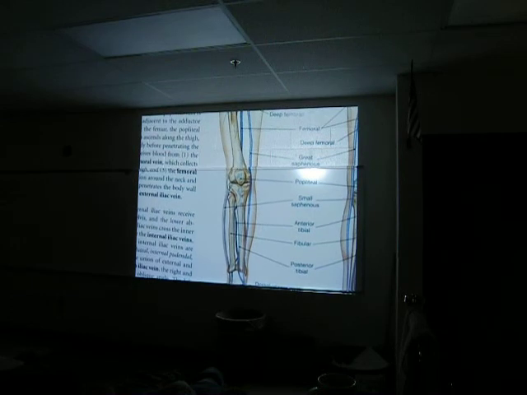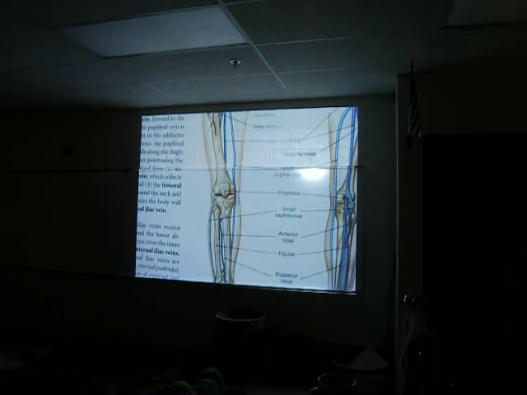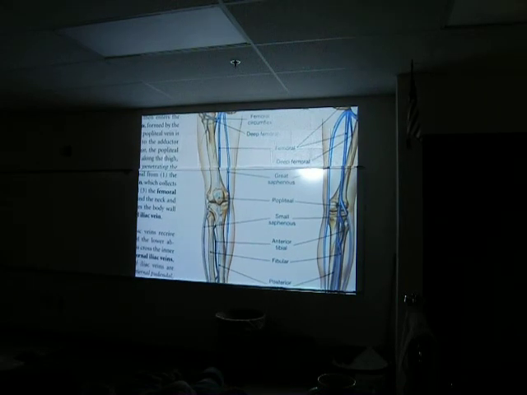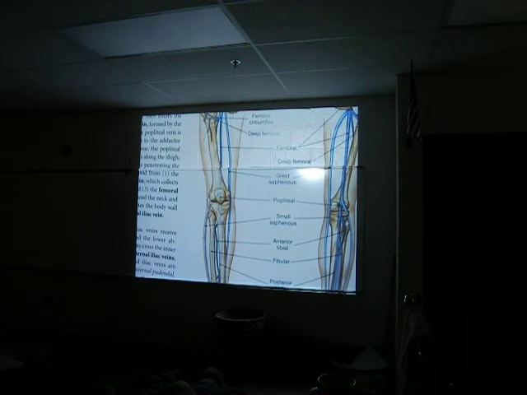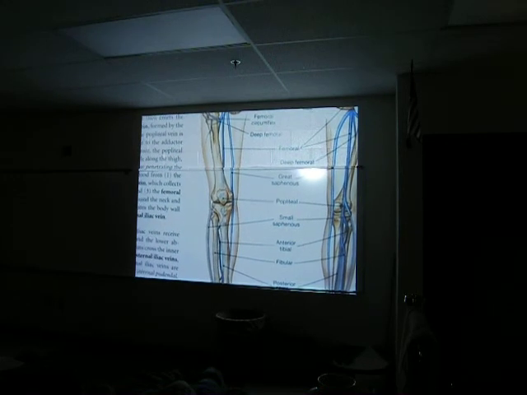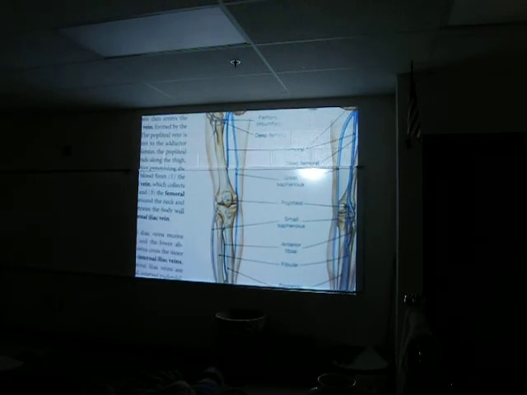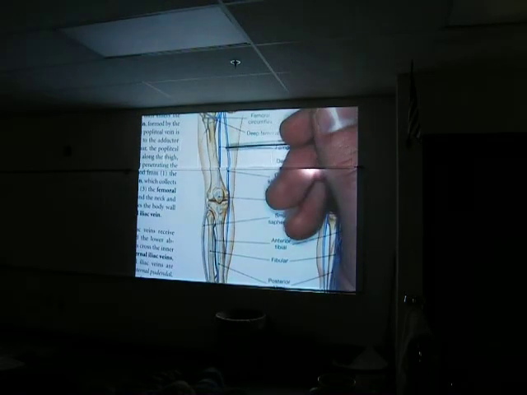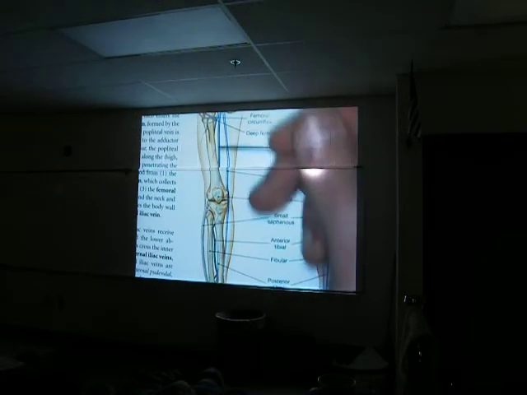All right. So this is how you operate, huh? All right. What's next? The femoral. Femoral's in the same spot, right next to the femur. Yep, right next to the leg bone.